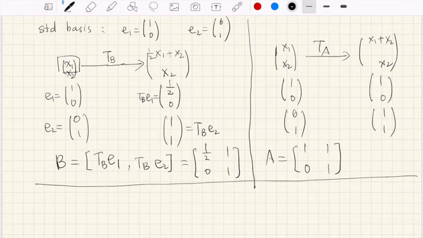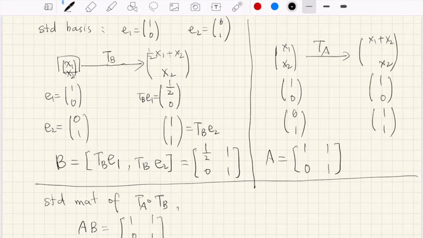Now what about the standard matrix of TA composite TB? The answer is AB, equal to the multiplication of the two matrices 1, 1, 0, 1 and 1/2, 1, 0, 1. We can quickly compute the matrix product of the two matrices, which is 1/2, 2, 0, 1.